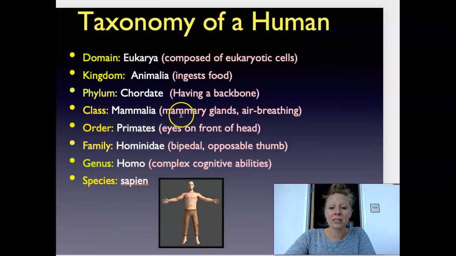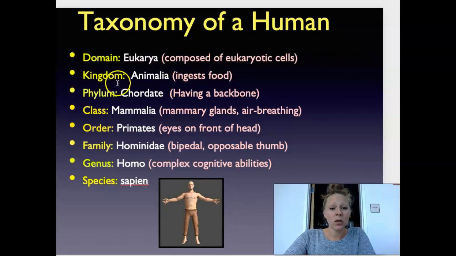So let's look at the taxonomy of a human. The domain Eukarya. Humans are eukaryotes. We're composed of eukaryotic cells. So in your notes, type Eukarya. These things in the brackets, you don't need to type in. This is just for discussion.